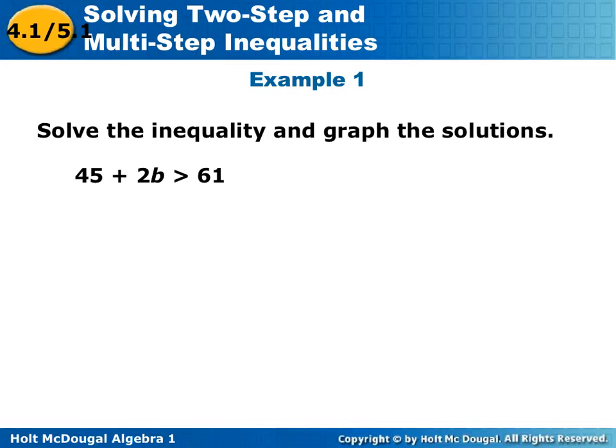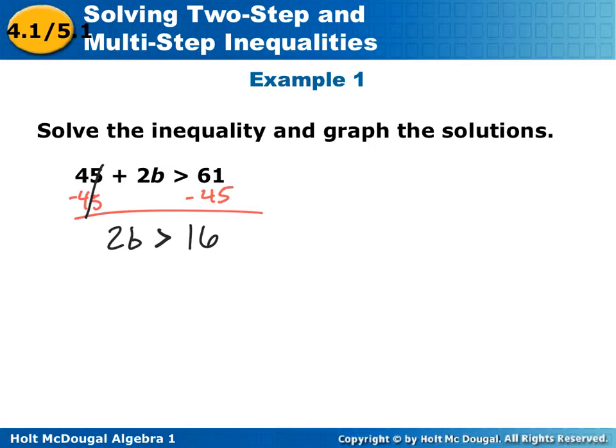Okay? So looking at this first one, solve the inequality and then graph the solution. That's the other thing, is we will have to graph this. Okay, which we will be easily able to do. So the idea here is to get b by itself. Okay, so the first thing that I'm going to do is subtract 45 from both sides, because that is going to allow me to get the b by itself. So then that leaves me with 2b is greater than 61 minus 45. What does that get us? Somebody say 16. Okay, now, thank you.